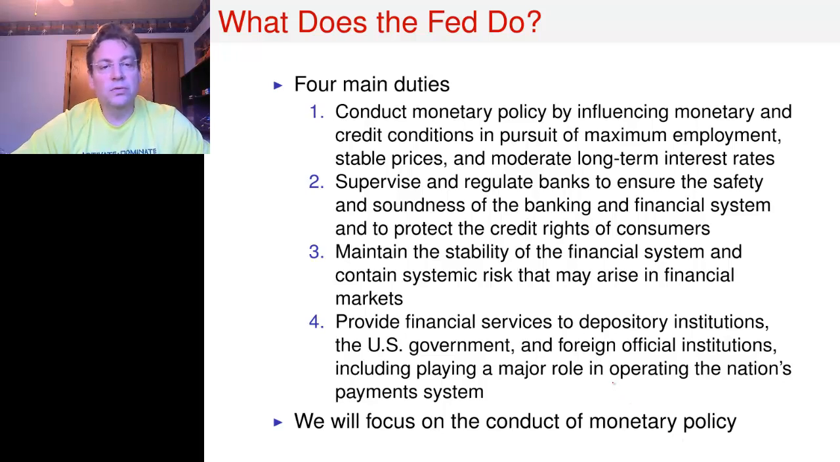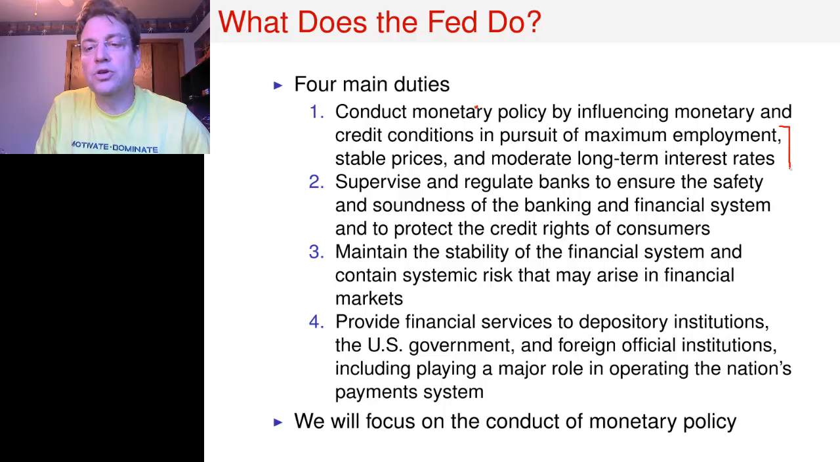So now, what does the Fed, the Federal Reserve, do? Well, there are four main duties. One is it conducts monetary policy. So it changes interest rates, short-term interest rates, in order to influence monetary and credit conditions. And the objective, ultimately, is to try to maintain maximum employment, stable prices, and moderate long-term interest rates. These three objectives are specifically mentioned in the Federal Reserve Act that Congress passed that controls what the Fed does.